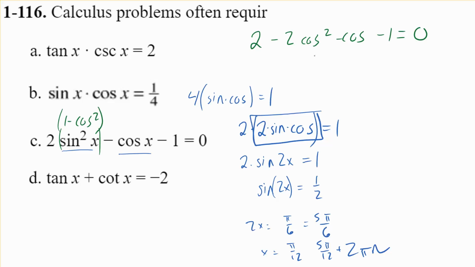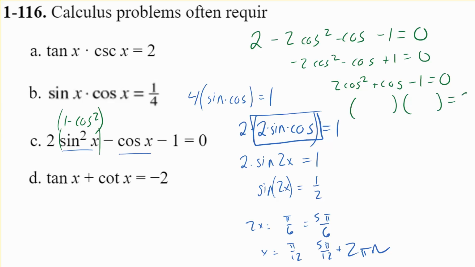Let's combine some like terms. Negative 2 cosine squared minus cosine plus 1 equals 0. I'm going to multiply by a negative because I like my leading coefficient to be positive. 2 cosine squared plus cosine minus 1 equals 0. And now I've got a factor. I've basically just got my quadratic. 2 cosine, cosine, and let's go plus 1 minus 1. That's going to get me there.